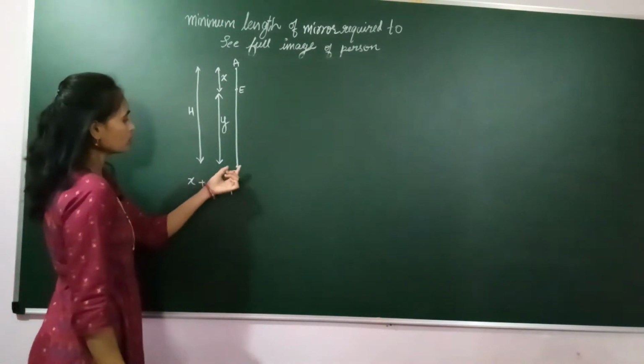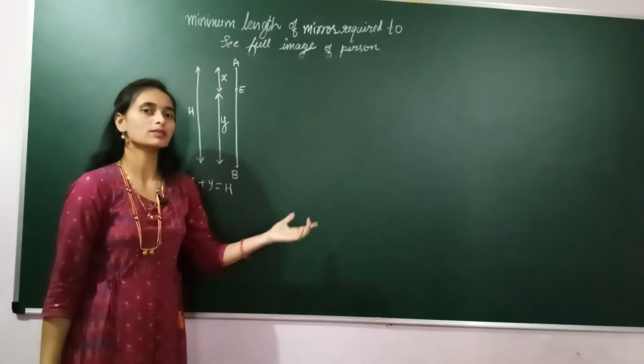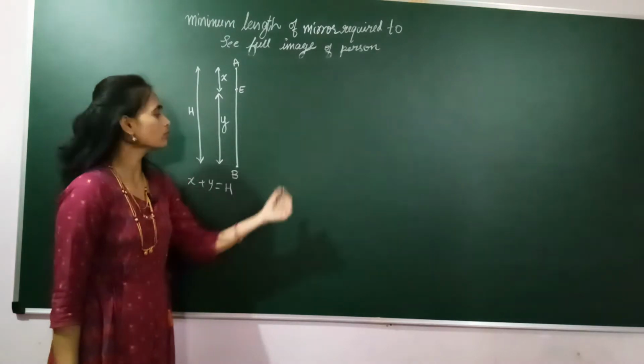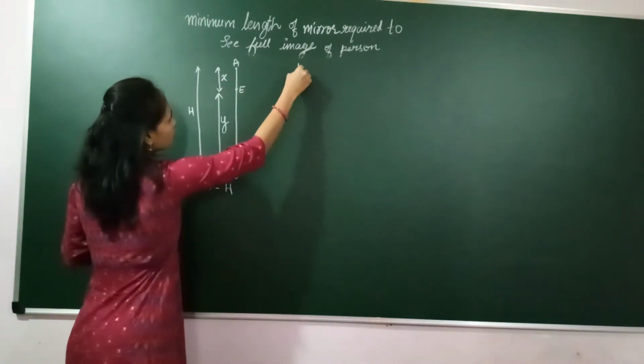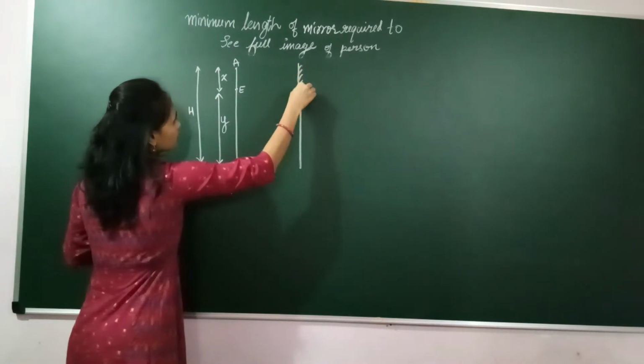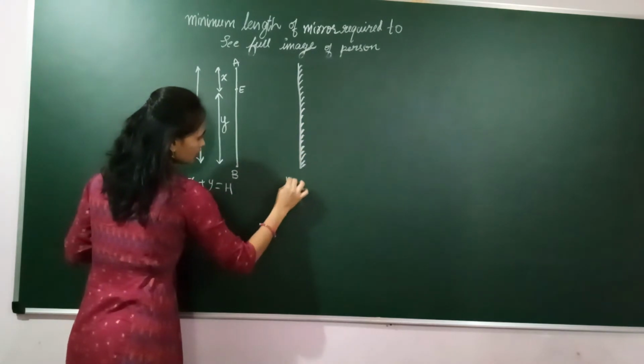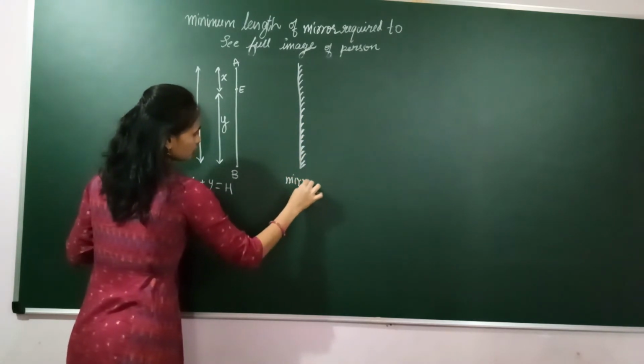Now we want to see the full image in the mirror. First, we do not know the minimum length of the mirror, so first we will take a full-size mirror. This is our plane mirror. I will write here, mirror.